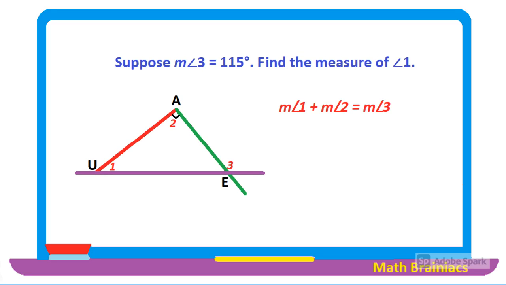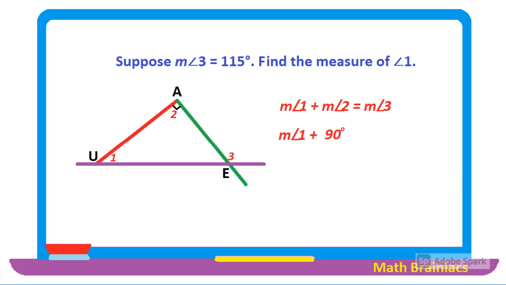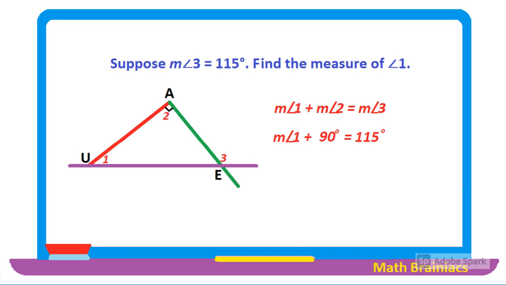We have learned a while ago that the sum of the two remote interior angles is equivalent to its exterior angle. Correspondingly, the measure of angle 1 plus the measure of angle 2 is equivalent to the measure of angle 3. The measure of angle 2 is a right angle, which is equivalent to 90 degrees, and the measure of angle 3 is 115 degrees, which is given.